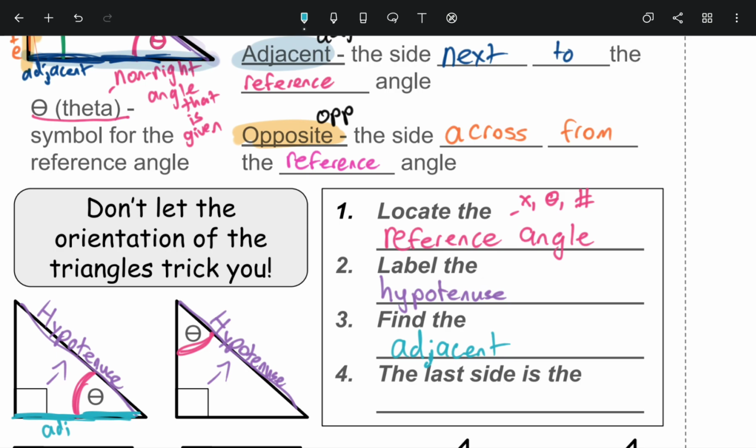But on this triangle on the right, our reference angle is in the top left. So that means the side on the left is our adjacent. And I'm just going to abbreviate those. Hope you don't mind. After you've labeled your adjacent, the remaining side is going to be your opposite, as I've labeled here. So notice that no matter if you have two triangles in the same orientation, the hypotenuse is always in the same spot. But the adjacent and opposite sides switch places. So you do have to pay attention to where your reference angle is.